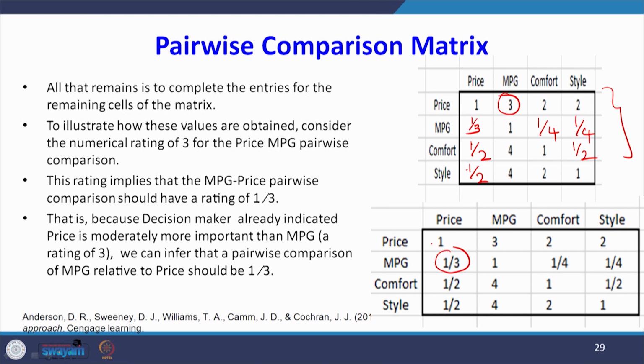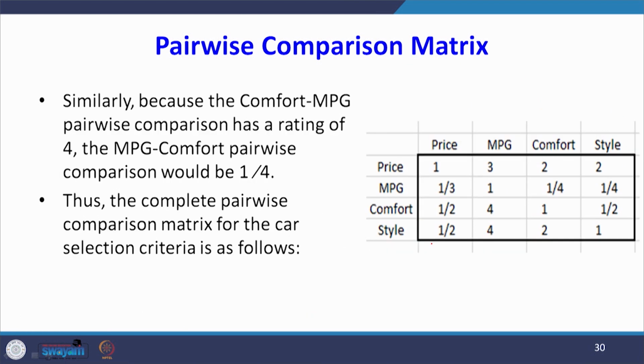This indicates that because the decision maker already indicated that price is moderately more important than miles per gallon, the rating of 3, we can infer that the pairwise comparison of miles per gallon relative to price should be 1 upon 3, then only that relationship will be maintained. That is the logic behind writing the inverse of each number. What we understand is, if the upper diagonal or the lower diagonal of the pairwise comparison matrix is given, we can fill the remaining portion easily.